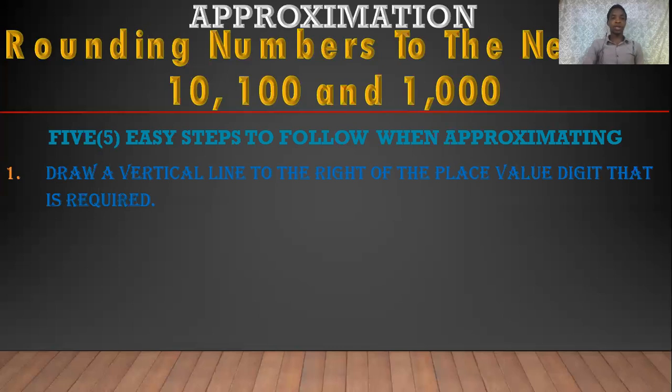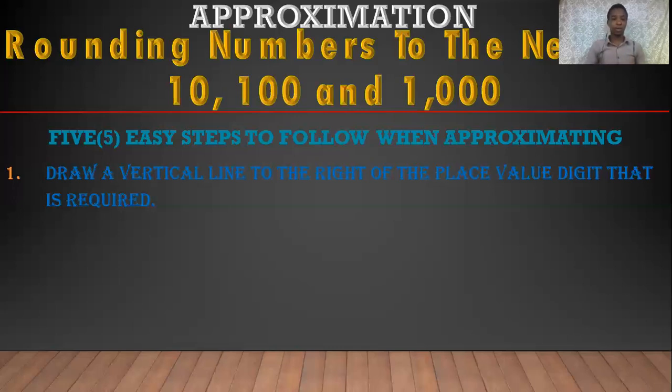The first one is that you draw a vertical line to the right of the place value digit that is required. What does this long sentence mean? When they give you a particular place value to approximate to, for instance, the nearest hundred, I will locate where my hundred place value is. You have your units, your tens, your hundred. I get where my hundred place value is, and I draw a line to the right of that required place value.